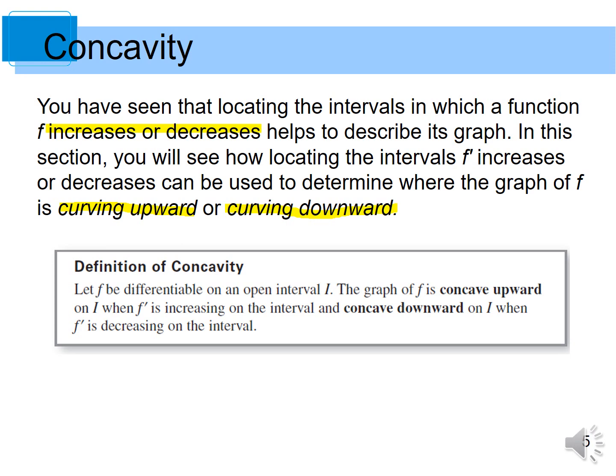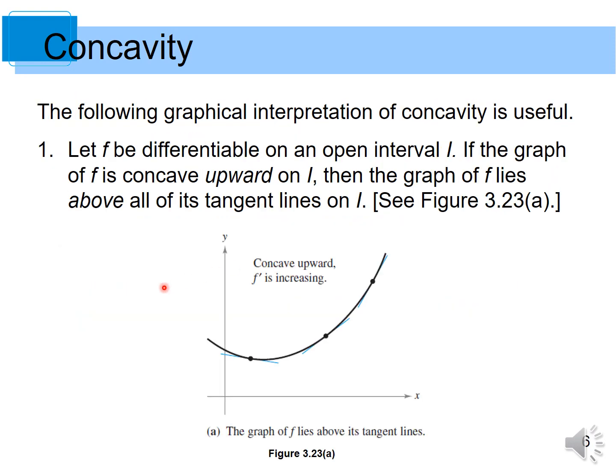The definition of concavity: let f be differentiable on an open interval I. The graph of f is concave outward on I when f prime is increasing on the interval, and concave downward on the interval when f prime is decreasing on the interval. The following graphical interpretation of concavity is useful.